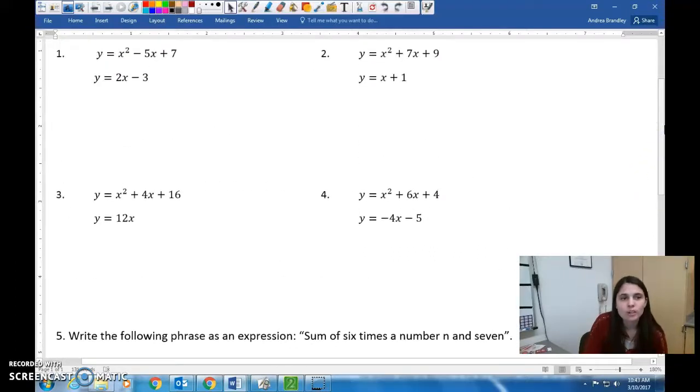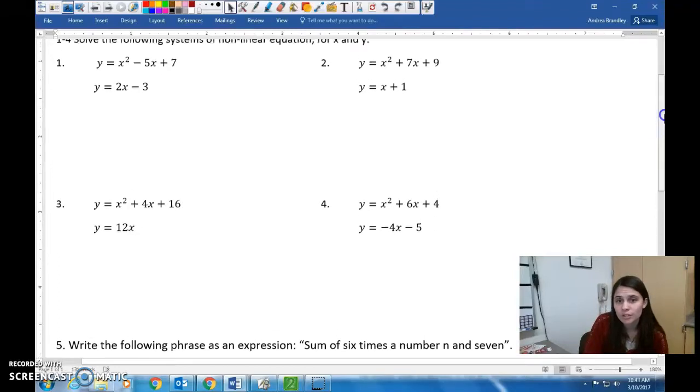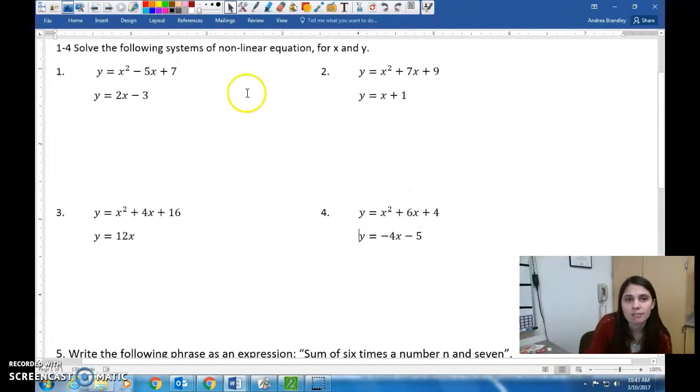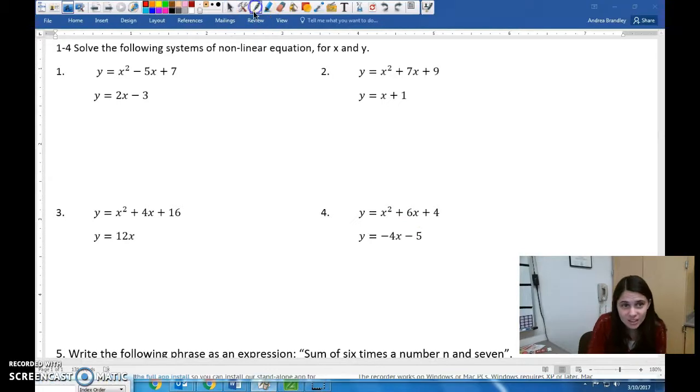So I'm going to start by just showing you one system of equations since they're all done in the exact same method, and then I'm going to let you do the others. So if y is equal to x squared minus 5x plus 7, and y is equal to 2x minus 3, then these two things have to be equal to each other. So I have x squared minus 5x plus 7, and that's got to equal 2x minus 3.